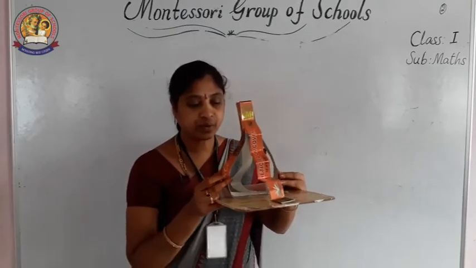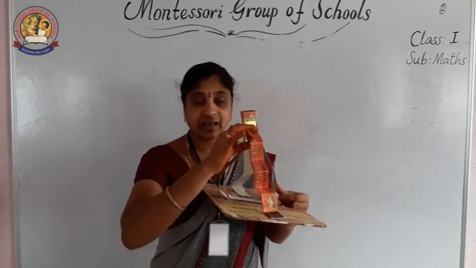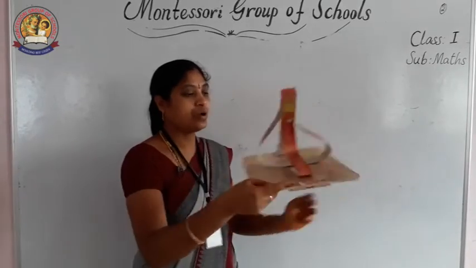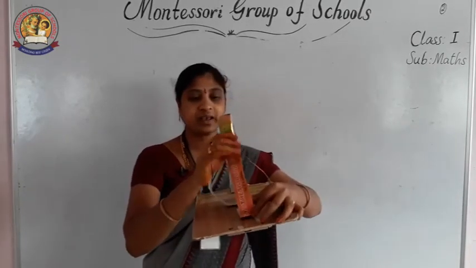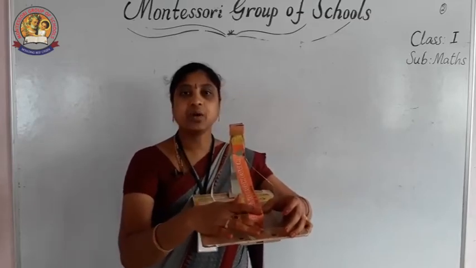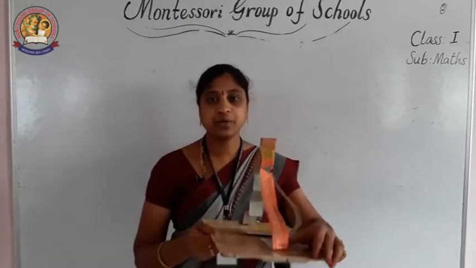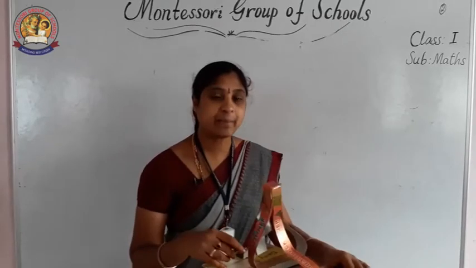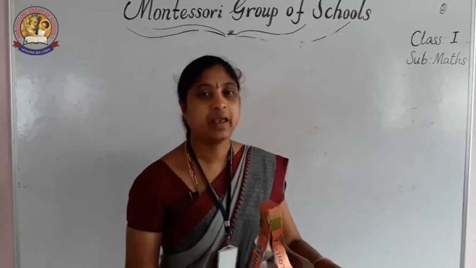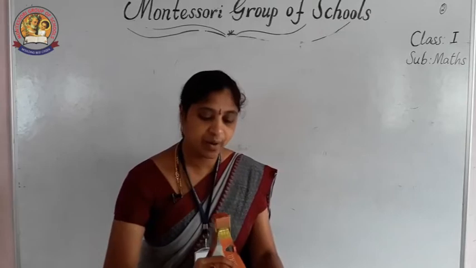Now, first you go up. Going up is ascending order. Come down. Coming down means descending order. Descending order means big to small. Write the numbers from big to small, greatest to smallest number. This order is descending order.